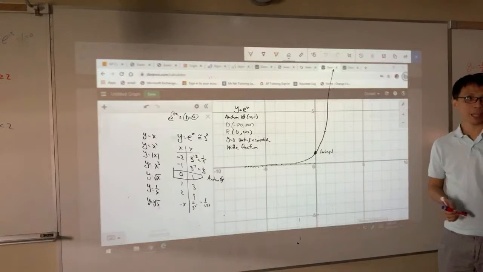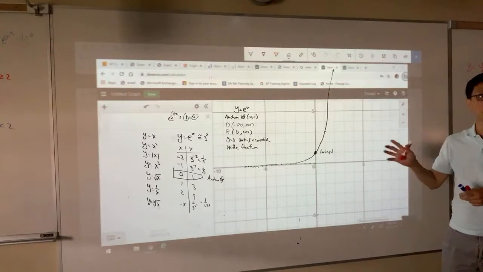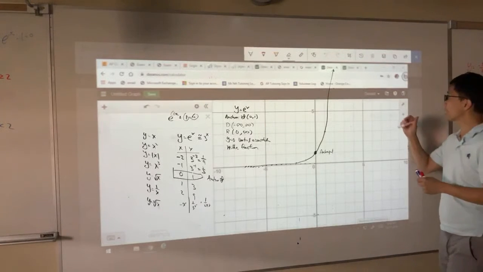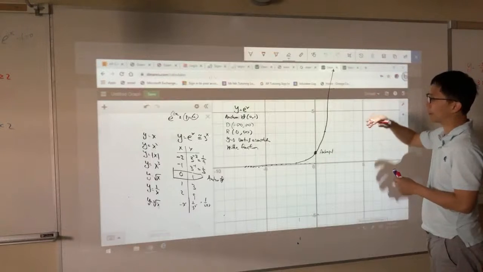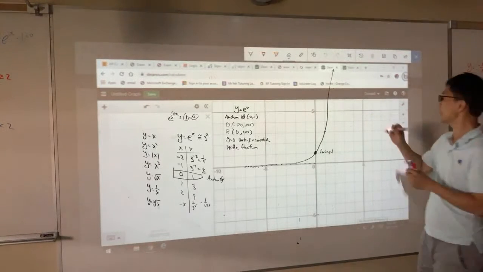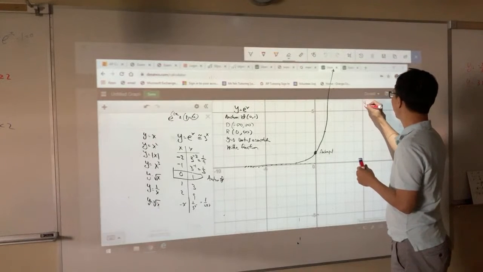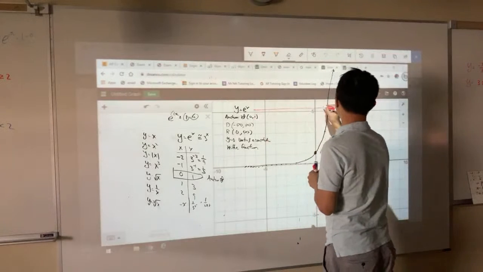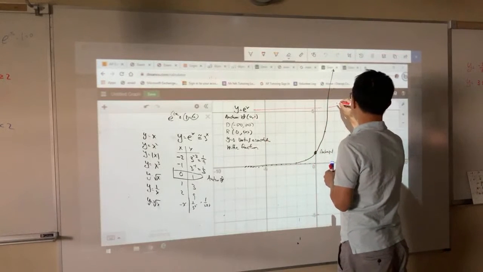So the next one I'm gonna do is a very important graph to know in calculus. You're gonna use it all the time. I'm gonna put it on the same graph because it is the inverse of this one. So y equals natural log of x. Remember, the relationship of this one is the inverse.